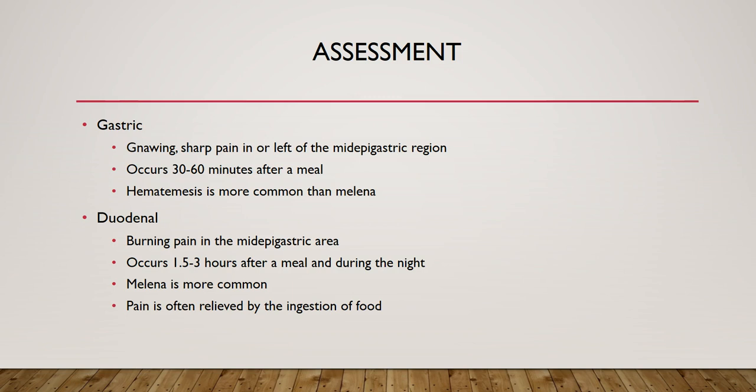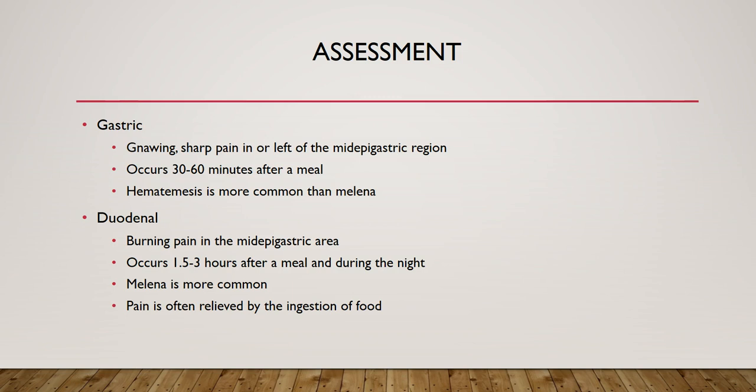Assessment-wise, for the gastric ulcer, it's going to be a gnawing, sharp pain in or left of the mid-epigastric region. It occurs 30 to 60 minutes after a meal, and hematemesis is more common than melena.